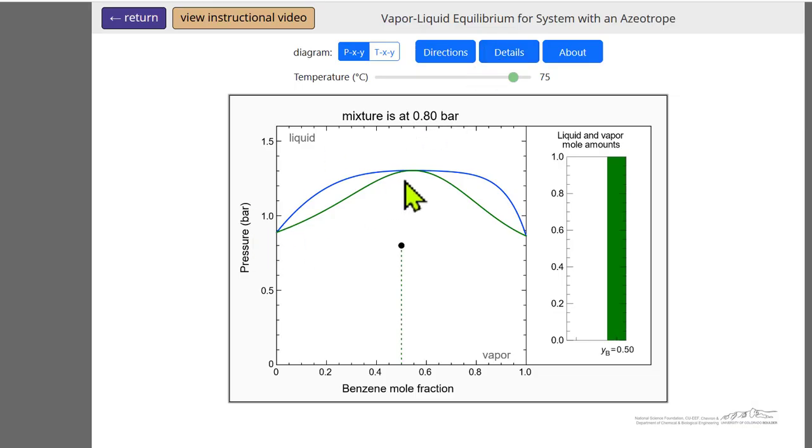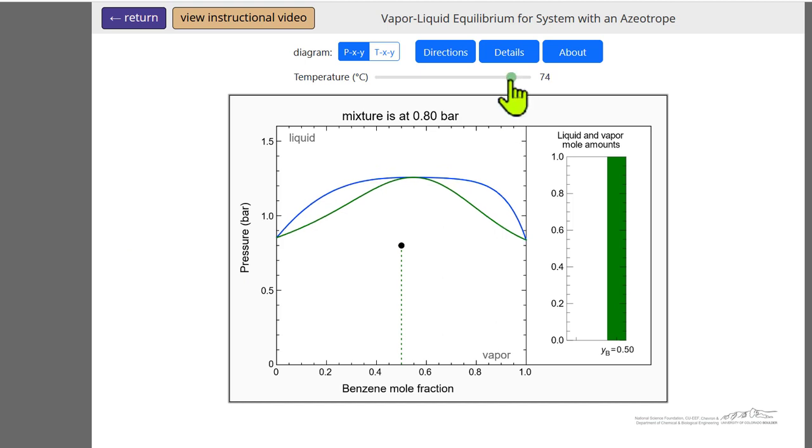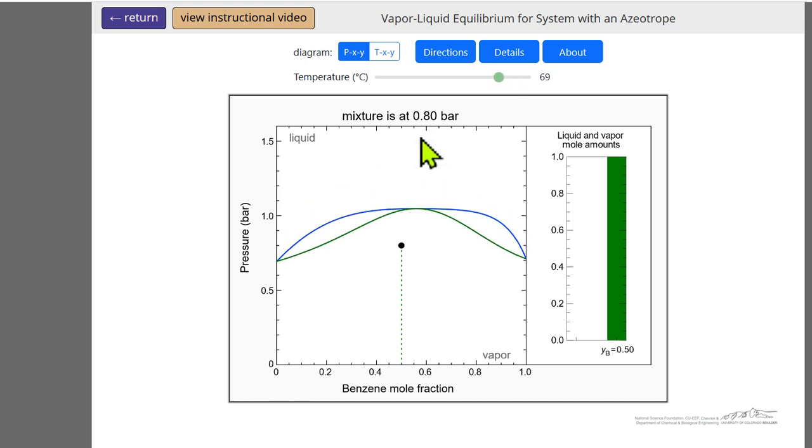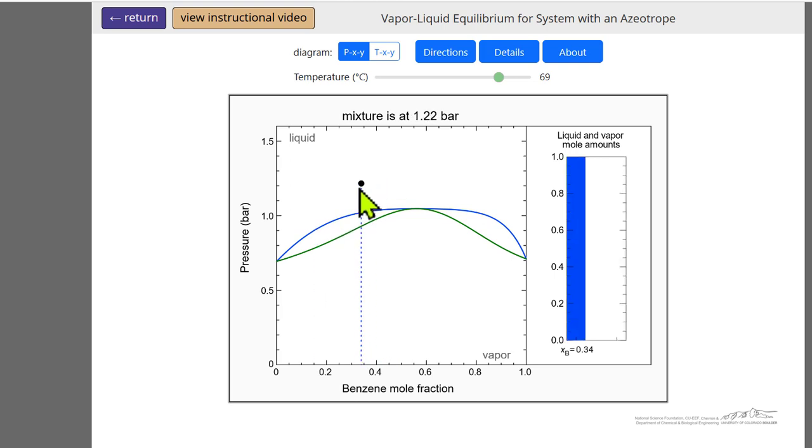So I'm looking at the pressure-mole fraction diagram, and if I lower the temperature, then I lower the saturation pressures, these two endpoints, and of course change the entire curve since the curves are related to saturation pressures. I can move this black point around. Right now we're in the vapor phase at low pressures, high pressure is the liquid phase, and here we're in between, and we show these mole fractions.